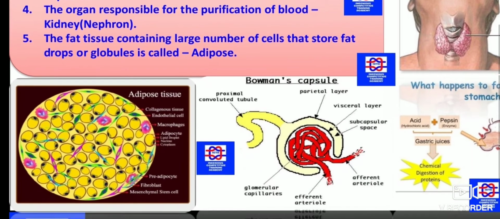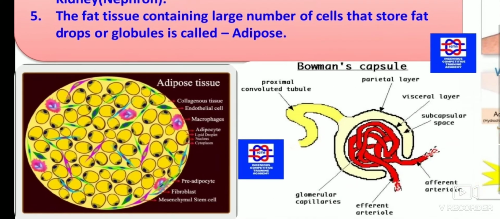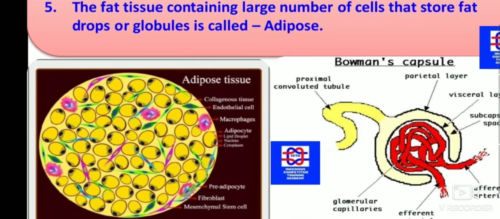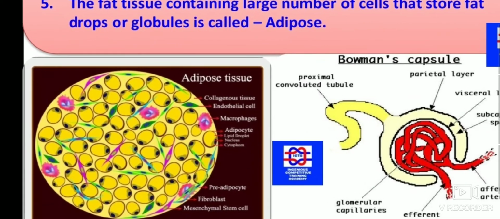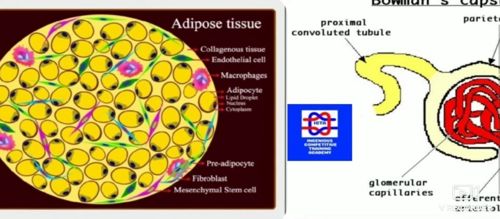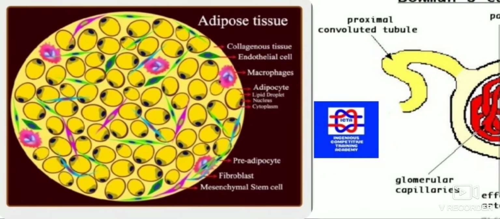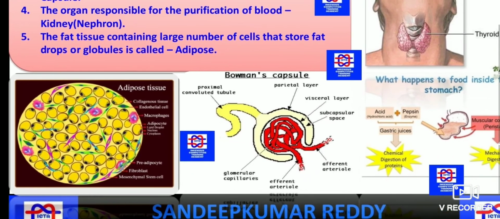The fat tissue containing a large number of cells that store fat drops or globules is called adipose tissue. Here you can see how adipose tissue looks. So collagenous tissues, as well as these, are all adipose tissue, which is to be remembered.